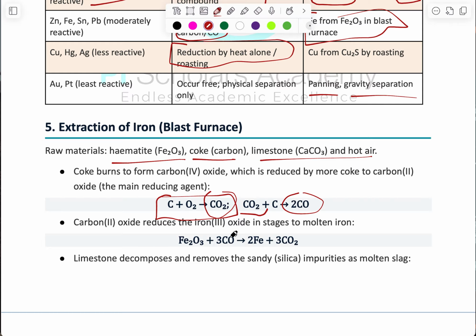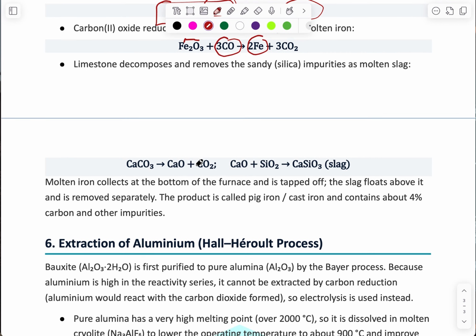Now, this carbon monoxide is the reducing agent. You react it with the hematite and it extracts the iron from it. So limestone decomposes and removes the sandy silica impurities as molten slag. So this guy still contains some impurities. So your limestone, which is your CaCO3, decomposes. So you have CaO, and this is your quicklime. So the quicklime turns this guy into what? Slag, because this will still be an impurity somewhere around this whole extraction. So you can remove this thing as a slag. Slag can easily be precipitated away from the whole process.